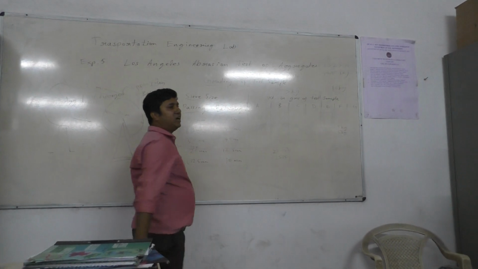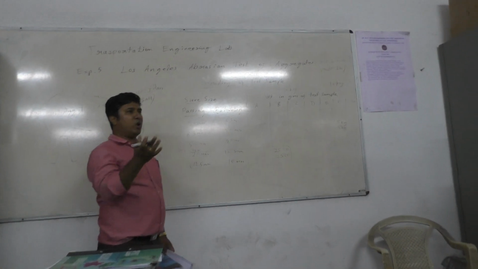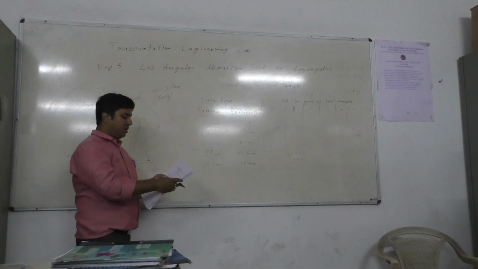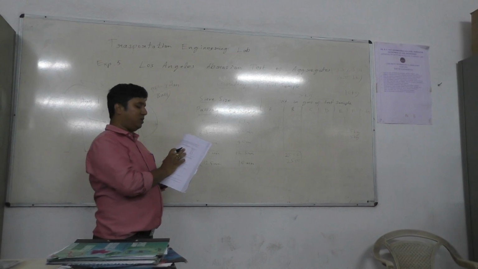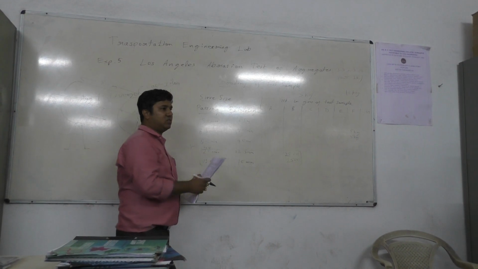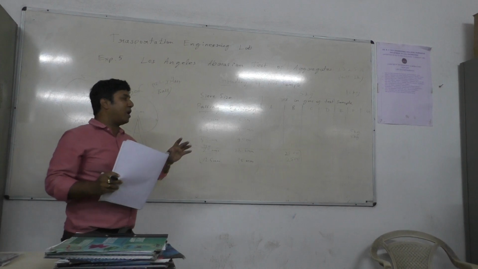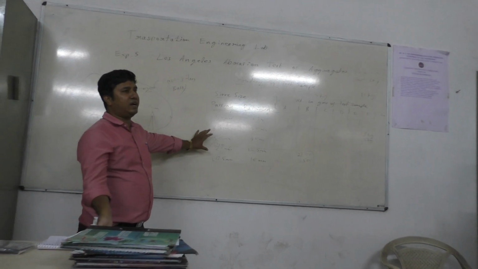For different grades, they are different. It ranges from 6 to 12. For grade A it is 12, for grade B it is 11. Similarly, for grade C it is 8. For grade D it is 6. So the number of abrasive charges that are used varies according to the grade of the aggregate.